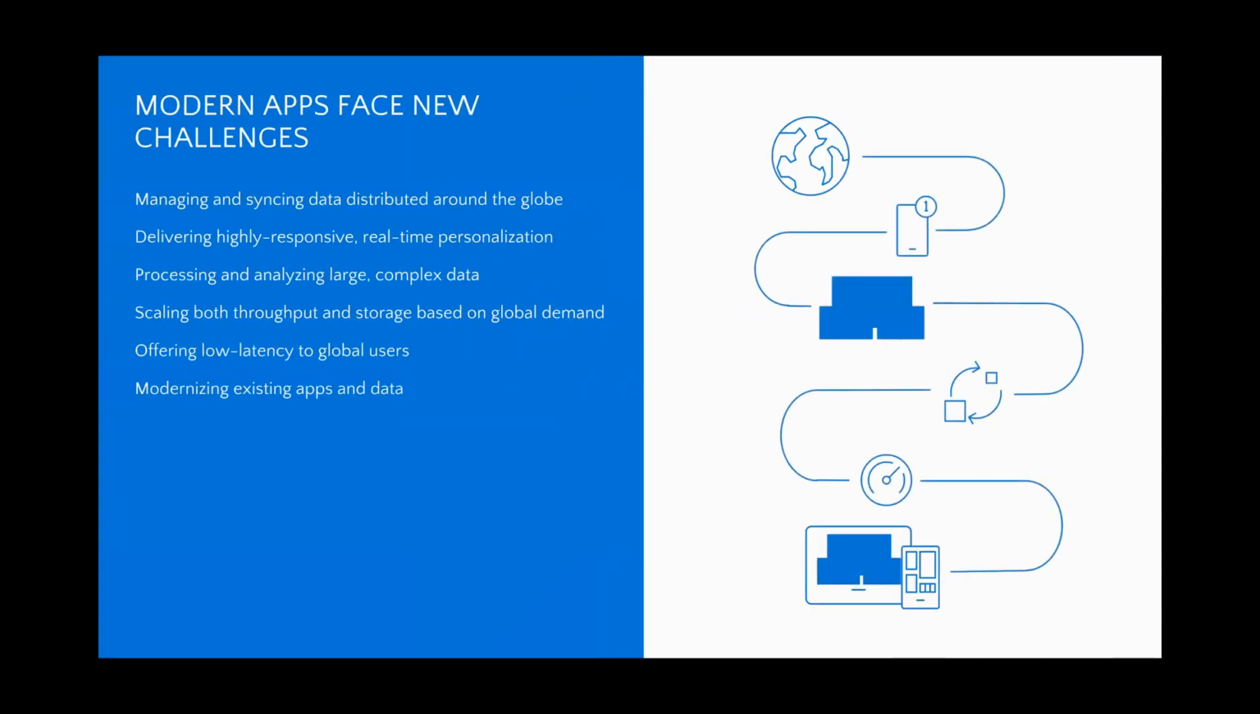So the premise behind Cosmos DB is the idea that modern apps are always facing new challenges that have the same scale as their application requirements. Modern applications have a requirement of managing and synchronizing data distributed across the globe, which means that applications are no longer restricted to a single region in the world. Modern applications also require a low latency response. This is real-time requirements for most data applications.